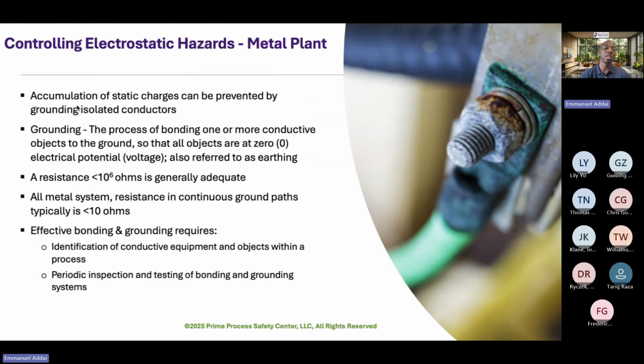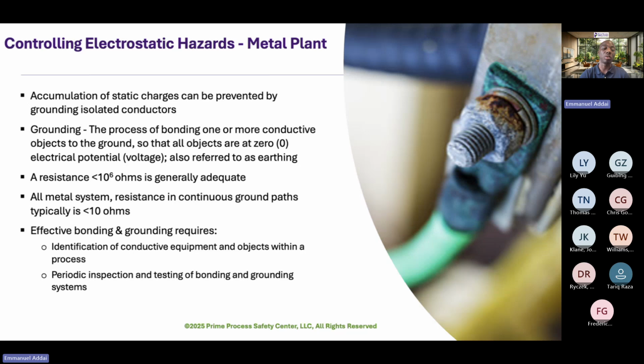How do we control electrostatic hazard? The first thing here is bonding and grounding. Because of the accumulation, you need to ensure you ground the isolated conductive equipment so that you don't generate static discharge. And you can see how the grounding is done here, and there are numbers. The actual connection to the ground is supposed to be 0 ohms, and bonding of other equipment needs to be less than 10 ohms.